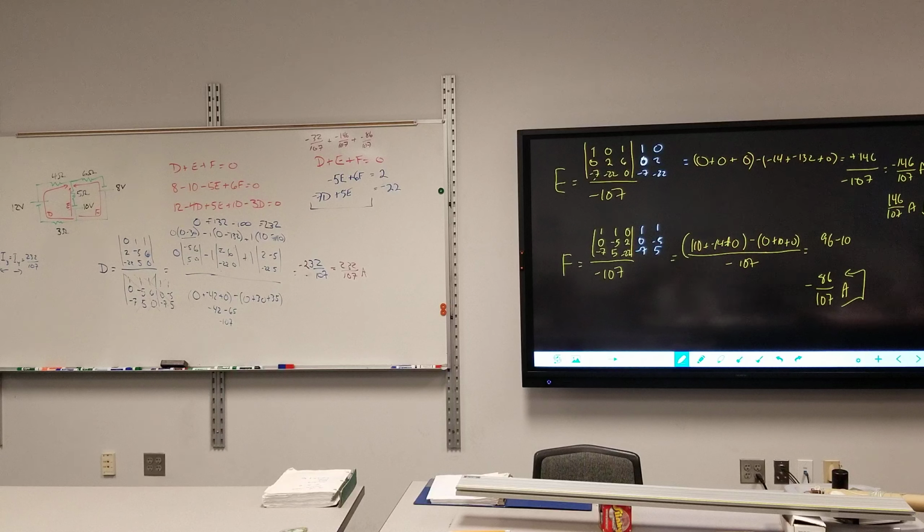Also, I'm doing this in fractions just because I typically don't have a calculator on me when I'm doing these problems on the board. If you like decimals, go to the decimal.